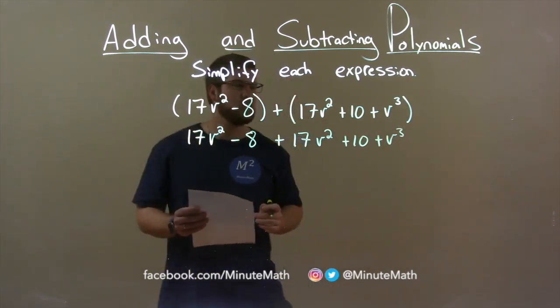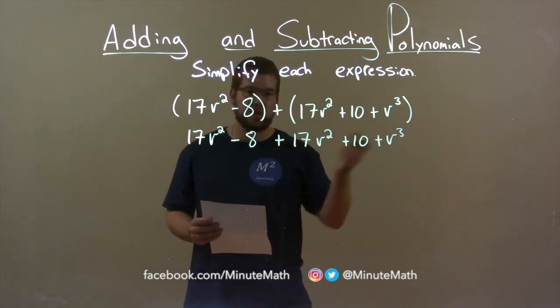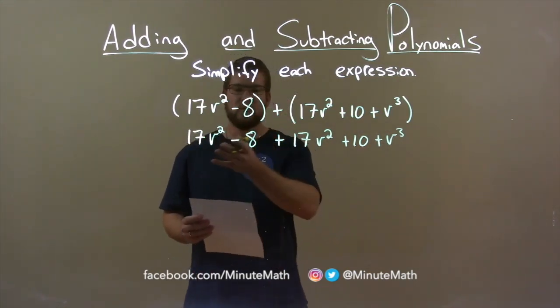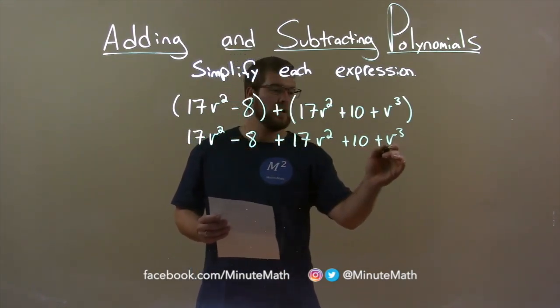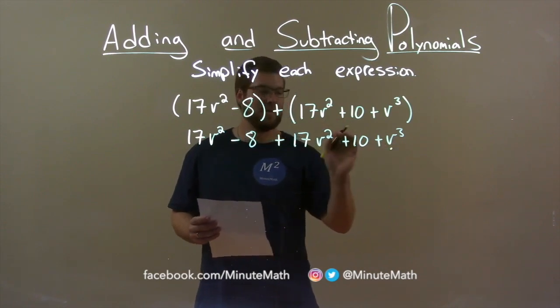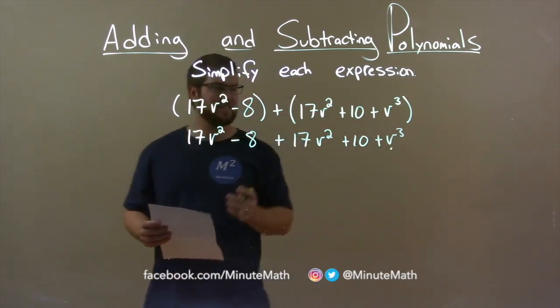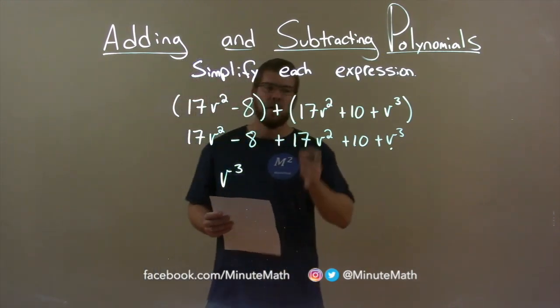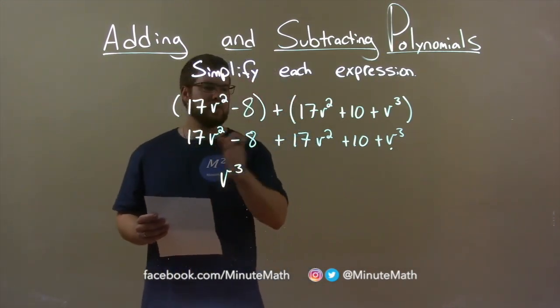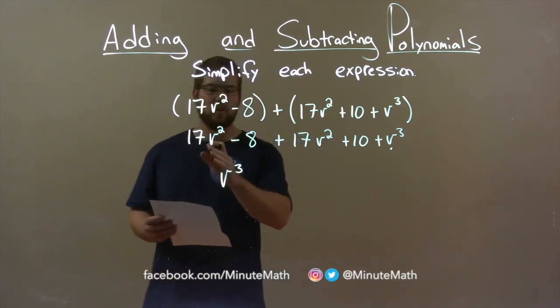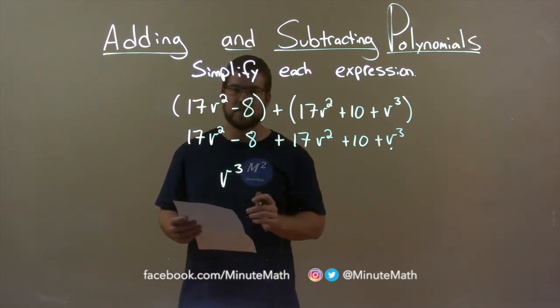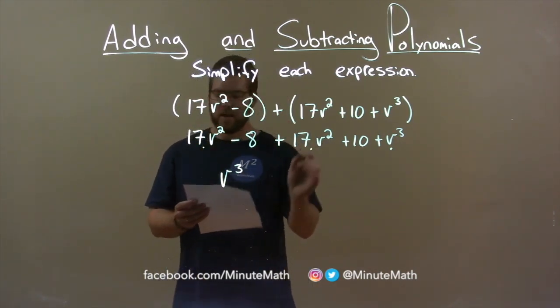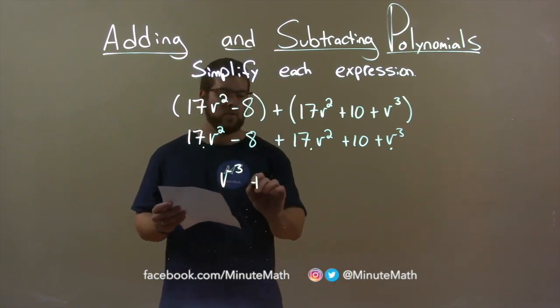Now my highest degree I see is the third power, v to the third. It's the only one here to the third power, so let's put a dot underneath it to show that we're using it in the next line, and we write this v to the third power here. Combining our like terms still, v squared is our next degree. We have two of them, 17v squared and 17v squared. They combine together to be 34v squared.